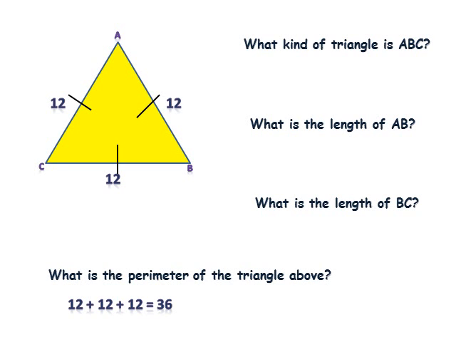And the perimeter would be if you add all three sides. That is 12 plus 12 plus 12 equals 36, or you can also do 3 times 12 because all sides are equal.